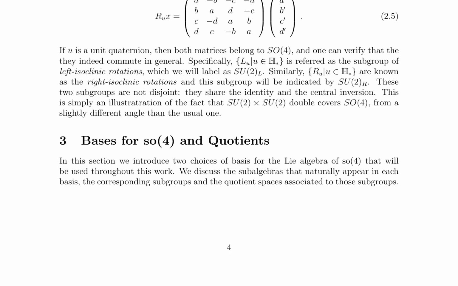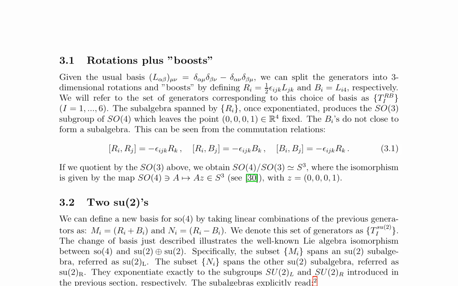The authors also explore the subgroups SU(2)_L and SU(2)_R, which are not disjoint, and their relation to the Lie algebra SO4. They introduce 2 bases for SO4, one splitting rotations and boosts, and another illustrating the Lie algebra isomorphism between SO4 and SU(2) ⊕ SU(2).